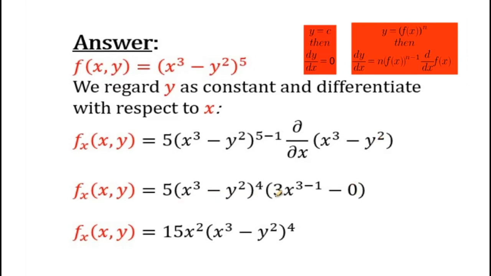Now by simplifying this expression, 5 times 3 is 15, and x to the power 3 minus 1 will give us x squared. So fx is 15x squared times (x cube minus y squared) whole to the power 4.